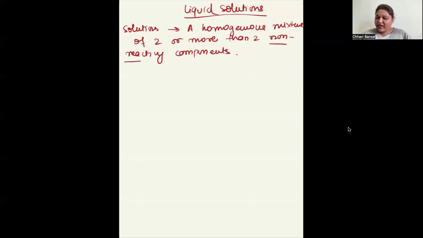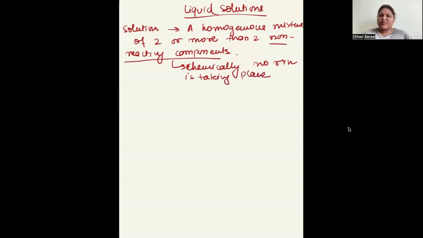Non-reactant components means there is no chemical reaction taking place. They are just physically mixed to form a mixture. Okay, so non-reactant means chemically no reaction is taking place.